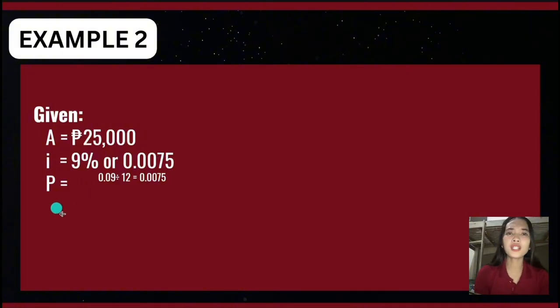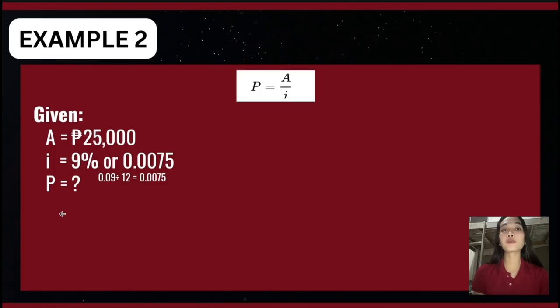Now that we're done identifying the given, it's time for us to use the perpetuity formula. Earlier, I presented the most common formula that we use in solving perpetuity. Since this is constant and never ending, we will use this formula again, the formula we used in the first example: P is equal to A over I. But remember again, since the payment is monthly, the interest rate must also be monthly.